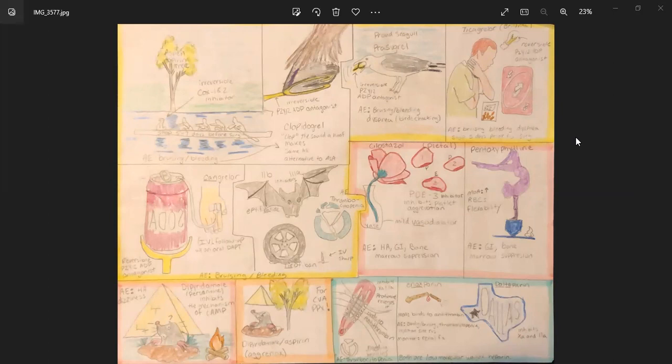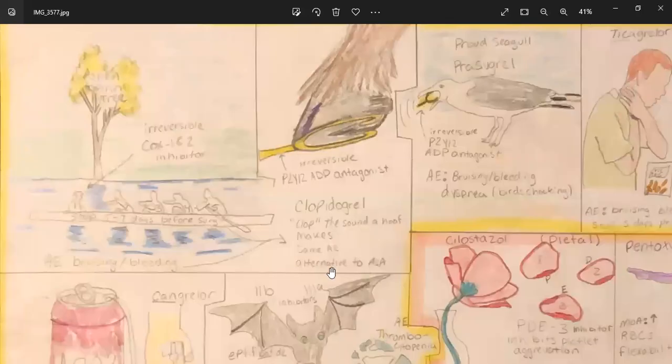The main ones we want to focus on are aspirin. So again, we have an aspen tree. There's these canoers, rowers with a coxman at the front. They are a reversible COX-1 and 2 inhibitor. Adverse effects are bleeding and bruising.